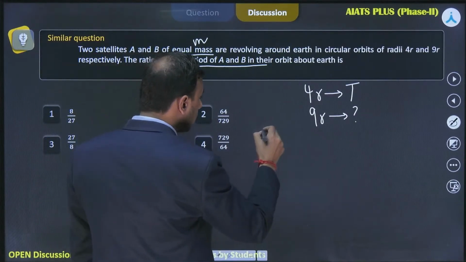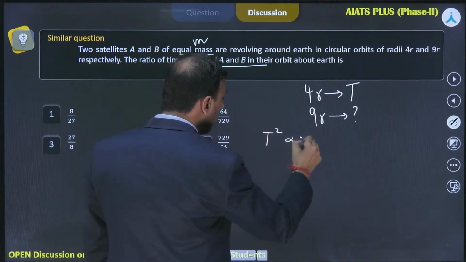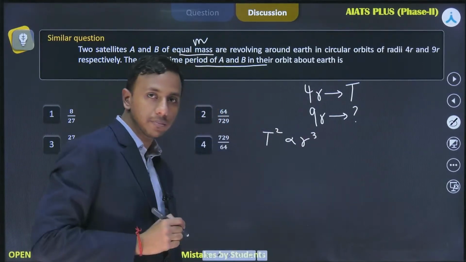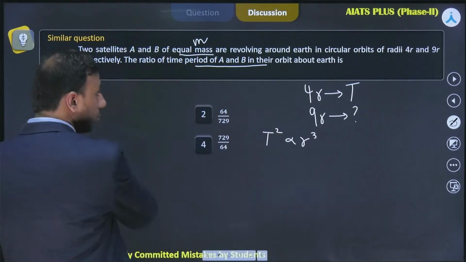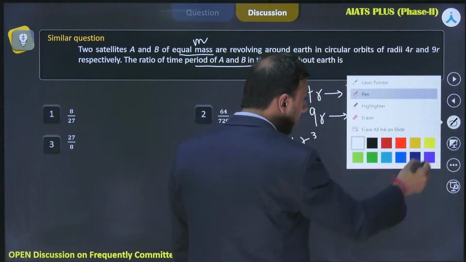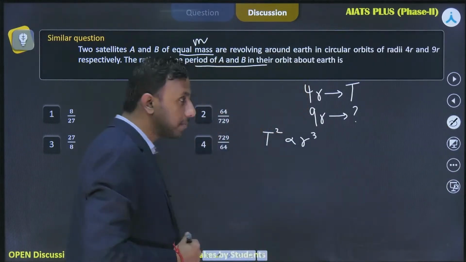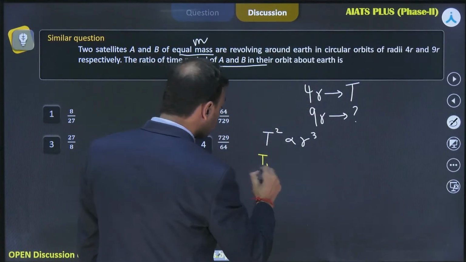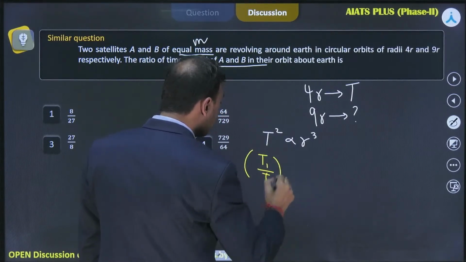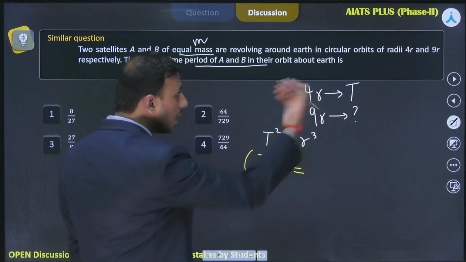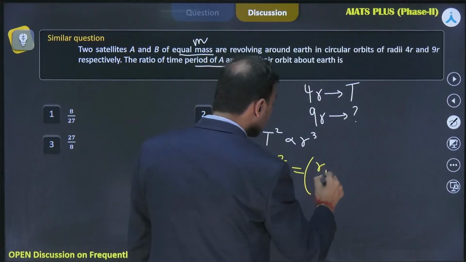So what was Kepler's third law? T square is proportional to r cube. So what would that become? You can try to solve it. So (T1 by T2) whole square is equal to (r1 by r2) whole cube.